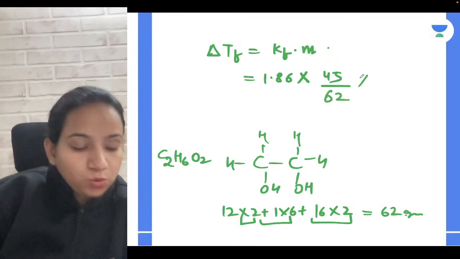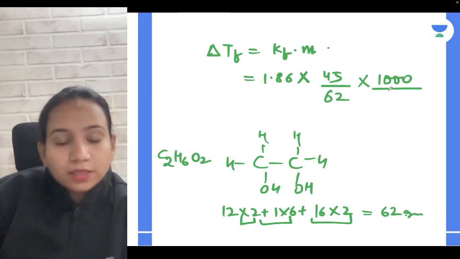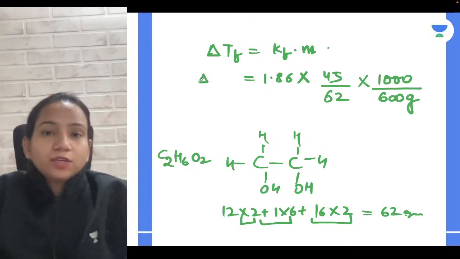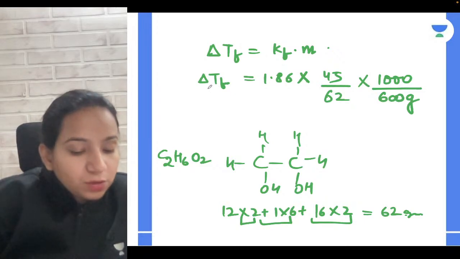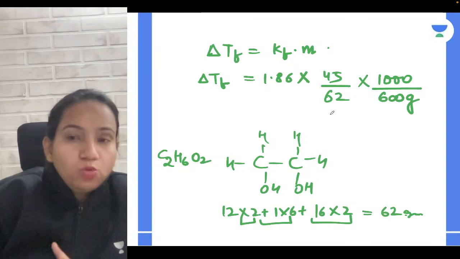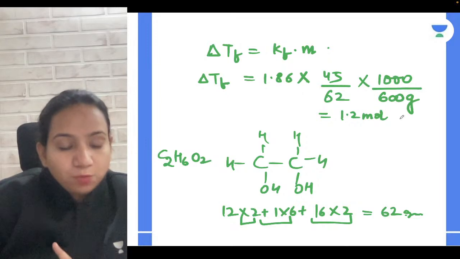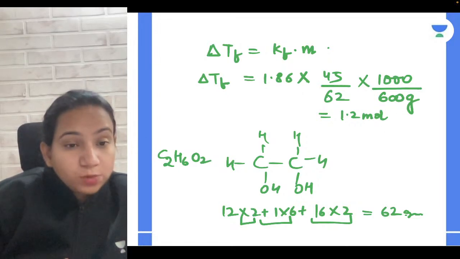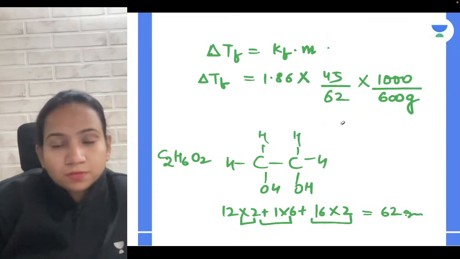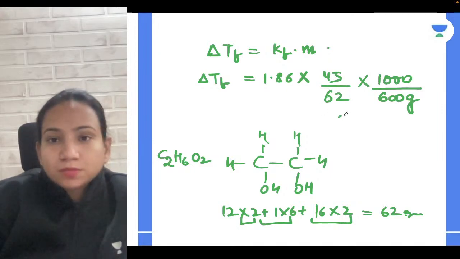So 45 upon 62 into 1000 divided by 600 gram, which is given. You calculate this value and you will get delta TF. What will you get? You will get 1.2 mole per kg, sorry, it will be 2.2 Kelvin as the change. You can solve that, it's very simple.